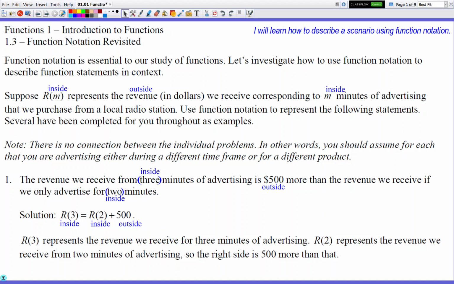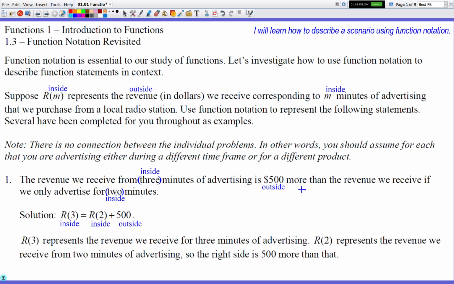Okay, 500 more than, so I know that we're probably going to be adding. So let's make sure this is a pen. Usually I'm in the pointer mode, but this is a pen, so I'm going to be adding 500. So 500 more than the revenue we receive if we only advertise for 2 minutes. So 2 connects to minutes. That's going to be something on the inside.